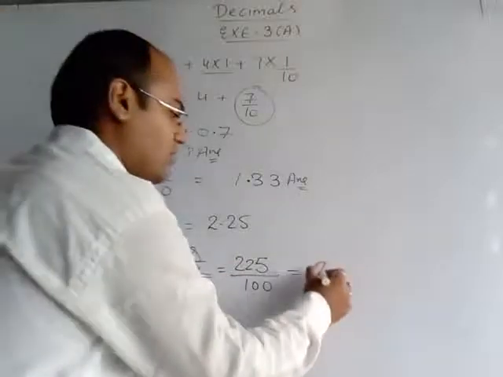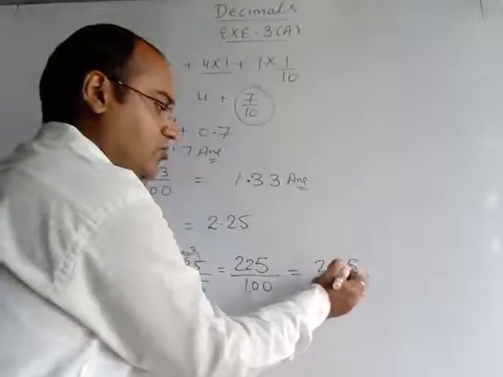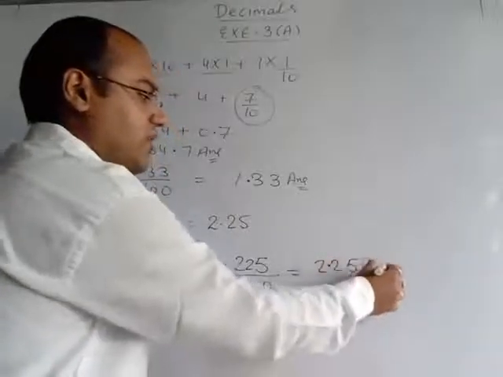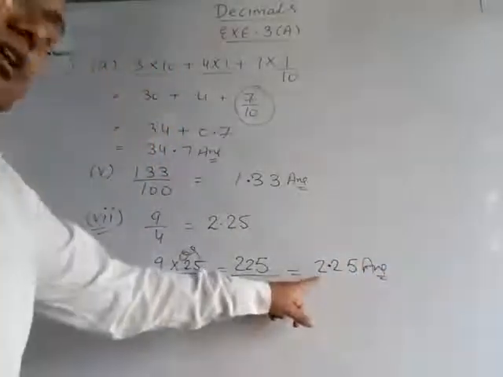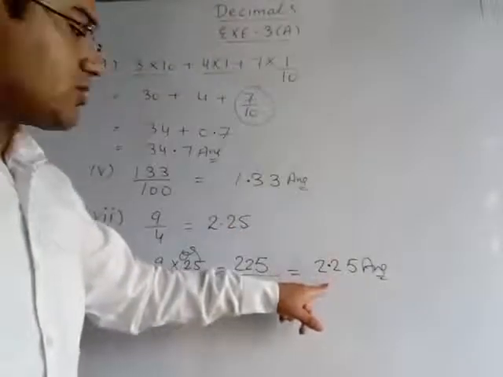That means 225 is the numerator, 1 digit, 2 digits. So before 2 digits we will put the decimal. So final answer is 2.25. Here also we are getting 2.25. Now here also we got 2.25.